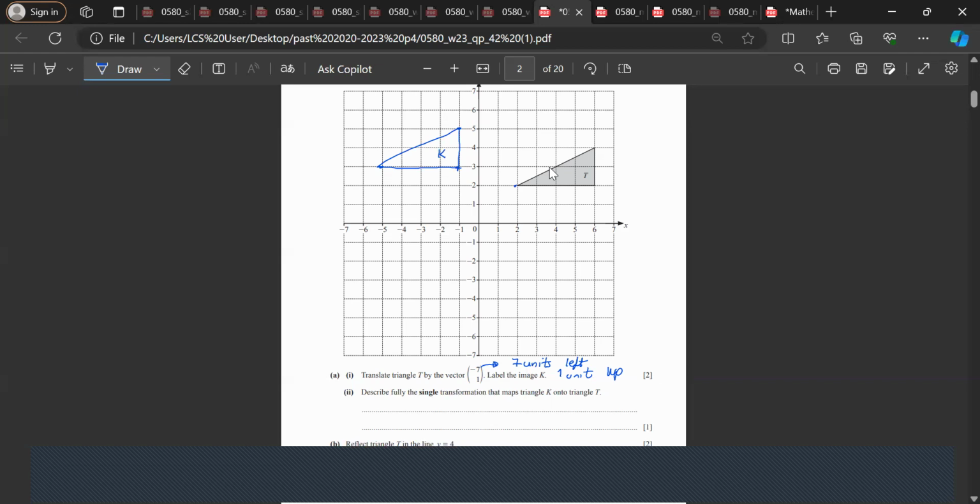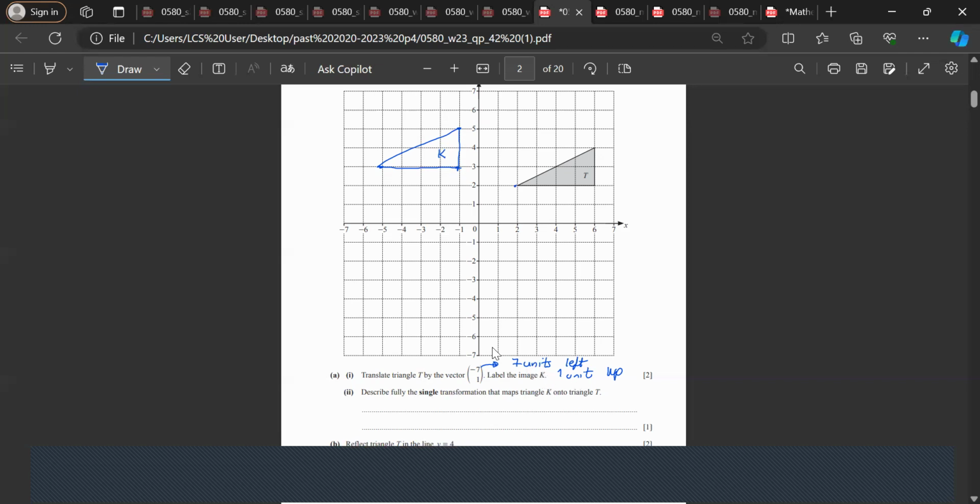Translation. Yes, translation. Why especially translation? Because the shape was moved without the shape changing in size. Same size, same orientation. Okay. But here, the hint that I want to say is that you have to be smart. What about this? Look here. He wants from K to T, and you just did in the last question from T to K.